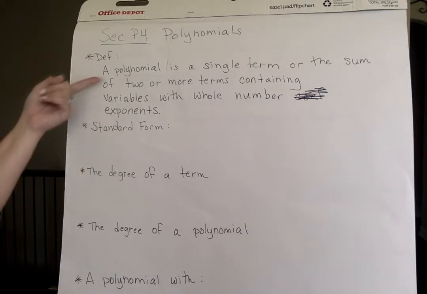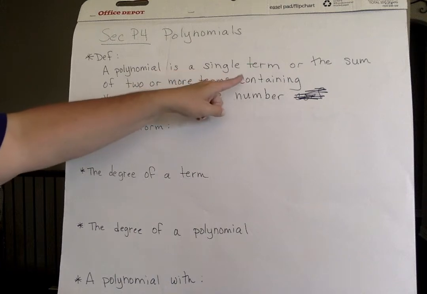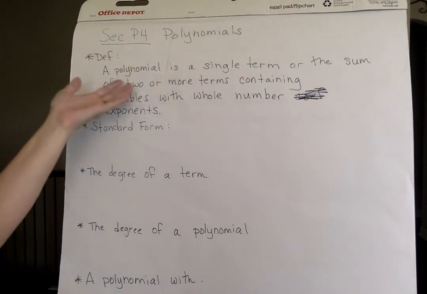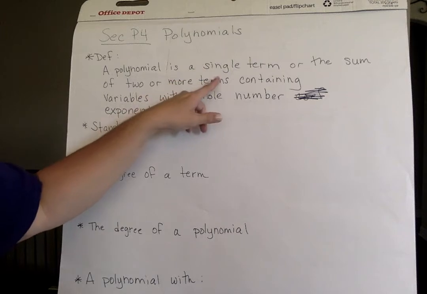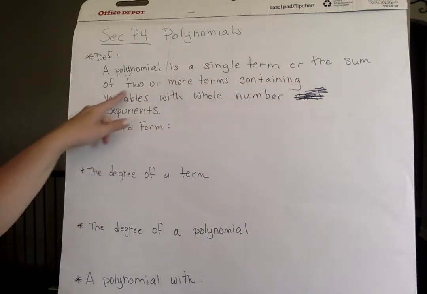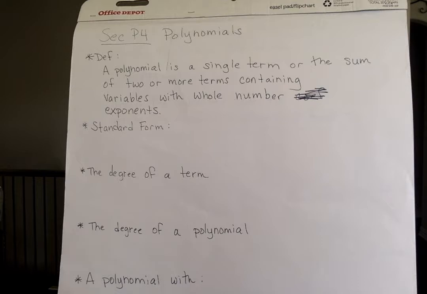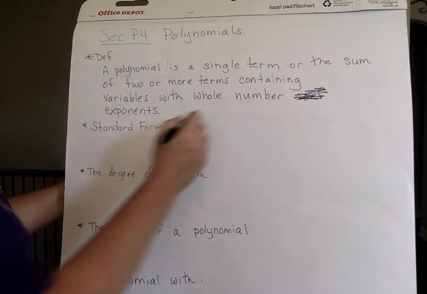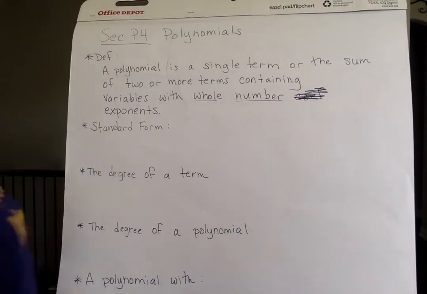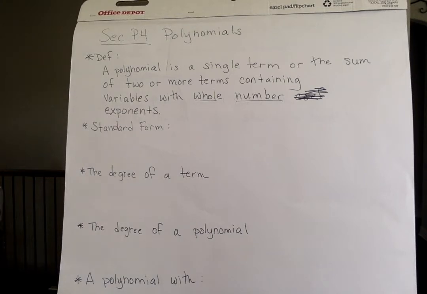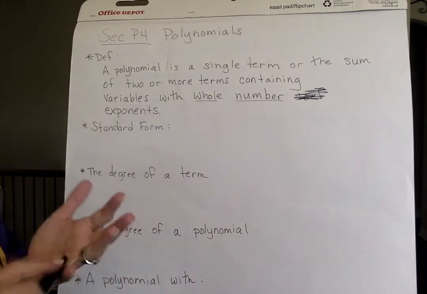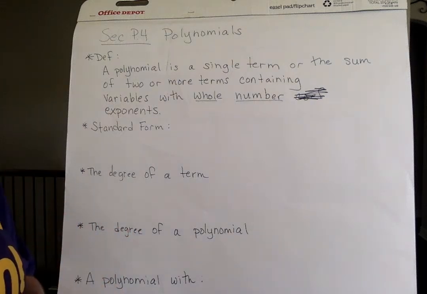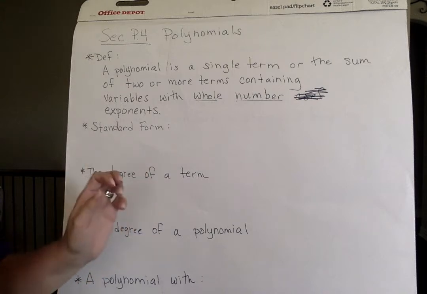So we have section P4. We're dealing with the polynomials. So the definition of a polynomial is a single term, which kind of seems strange that it would be called a polynomial, but they are in general. It's a single term or the sum of two or more terms containing variables with whole number exponents. What are whole numbers again? Okay, so try to think about that. Whole numbers are 0, 1, 2, 3, 4, 5. So we're not talking about fractional exponents anymore with polynomials. We're not talking about negative exponents at all. We'll just be dealing with whole number exponents here.